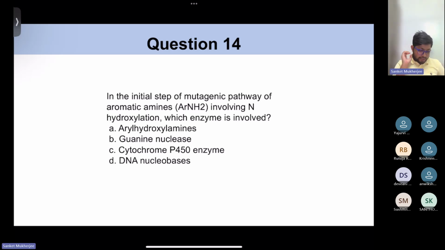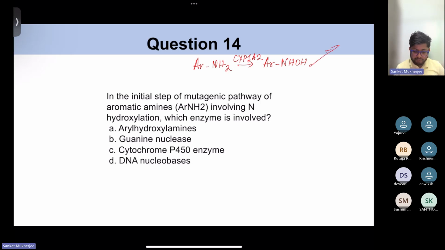Well, in that case, if you remember in those lectures, aromatic amines are converted to hydroxylated aromatic amine using an enzyme. If you remember the mutagenic pathway in the case of aromatic amines, it was CYP1A2. What is this enzyme? That is the question that they are asking.